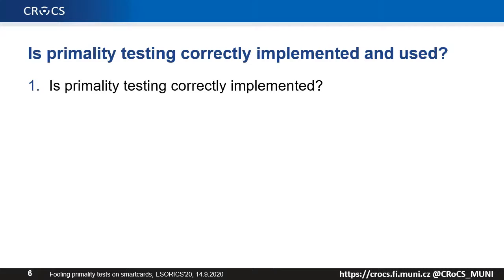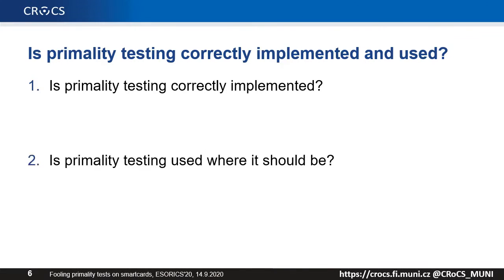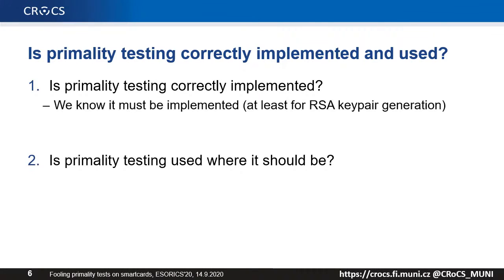So our question for a smart card is: is the primality testing correctly implemented? If they are using Miller-Rabin, are they selecting witnesses randomly? Are they using enough of them? And the second question is, if the primality testing is correctly implemented, is it used where it should be? So first of all, we know it must be implemented.